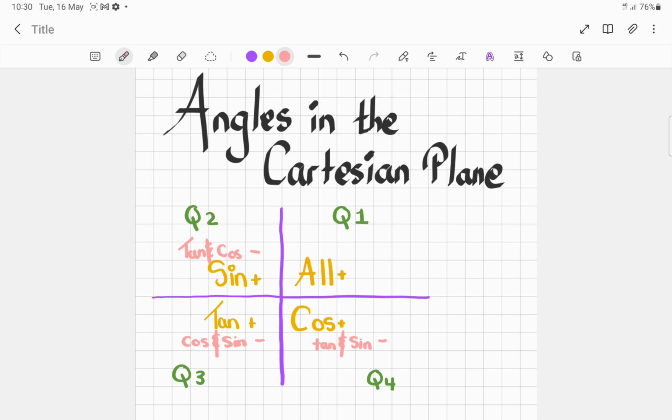To check where they were positive, we just took a very easy triangle, a 3, 4, 5 trigonometric ratio right angle triangle, and we drew it in every part of the Cartesian plane.